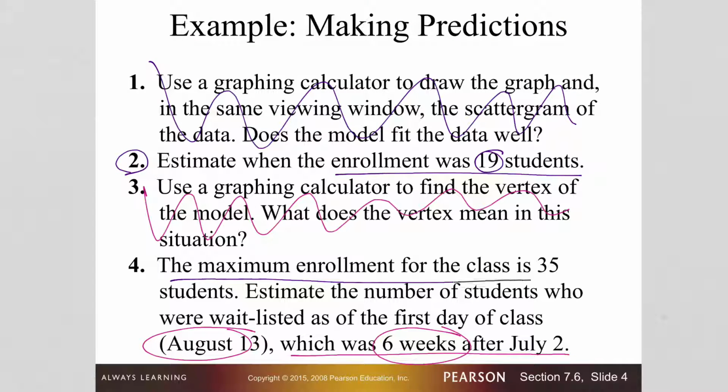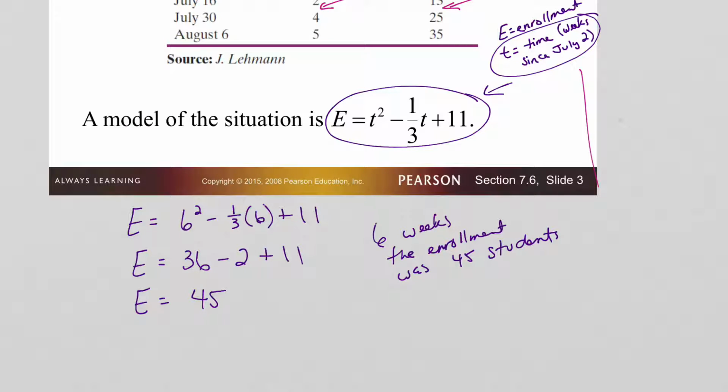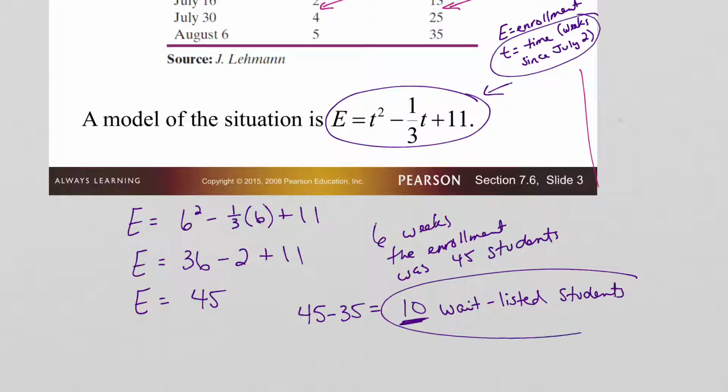Let's go over here and read this question again. The maximum enrollment for the class is 35 students. They want us to estimate the number of students who were waitlisted as of the first day of class. So that's what we found. 45 students enrolled. 35 is the max. So 45 minus 35, which is 10. This right here is what we're looking for. So we have 10 waitlisted students. That's what we're looking for right there.